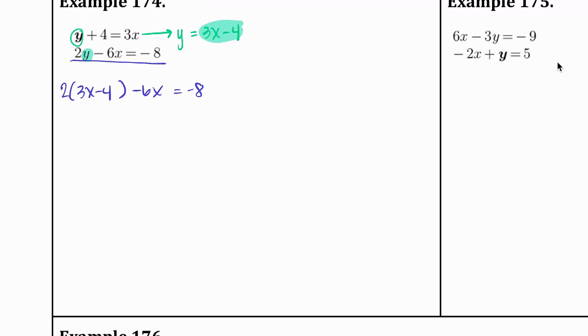Okay, we solve from here. We get 6x minus 8 minus 6x equals negative 8. If we combine our x's, 6x minus 6x equals 0. So I don't have any variables left, and I'm just left with the equation negative 8 equals negative 8. There's no variables left to solve for, but we end up with a true statement. So if we have no more variables to solve for, but we have a true statement, we have infinite solutions.